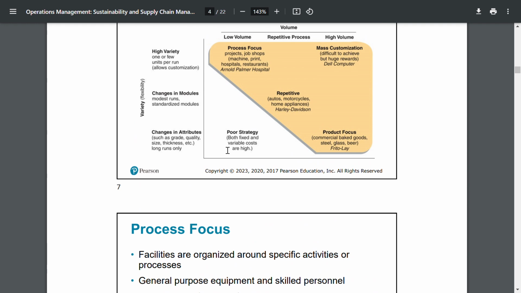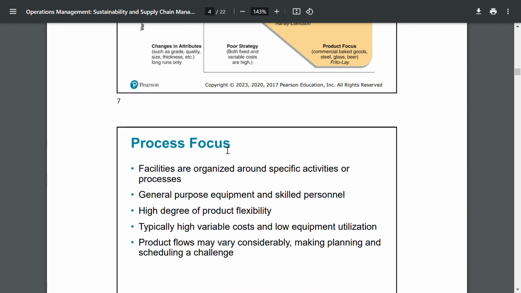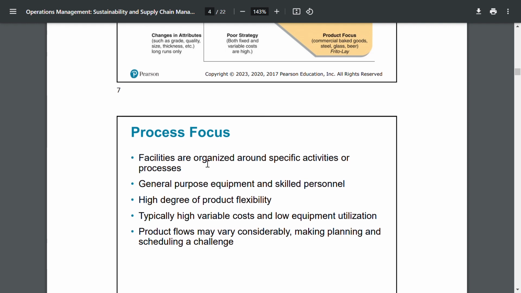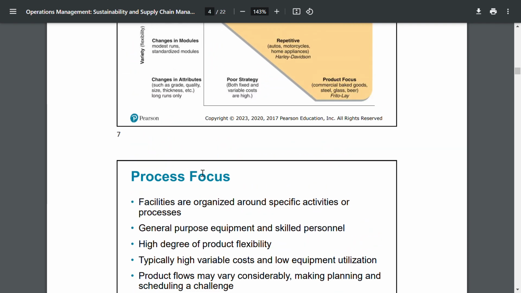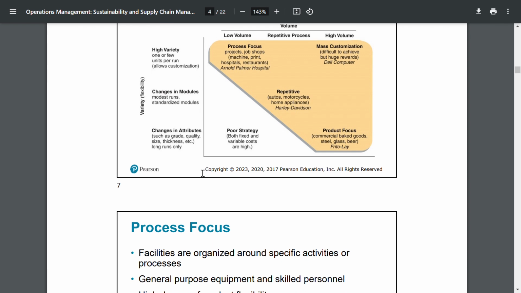Since they are not very typical, you don't just run it and keep it. So there is going to be variety in running them and maybe maintaining them, making sure they are working perfectly. That's why we need skilled people to run these. And as we said, the facilities are organized around specific activities or processes. So, a high degree of product flexibility. That's important. We need flexibility in process focus.